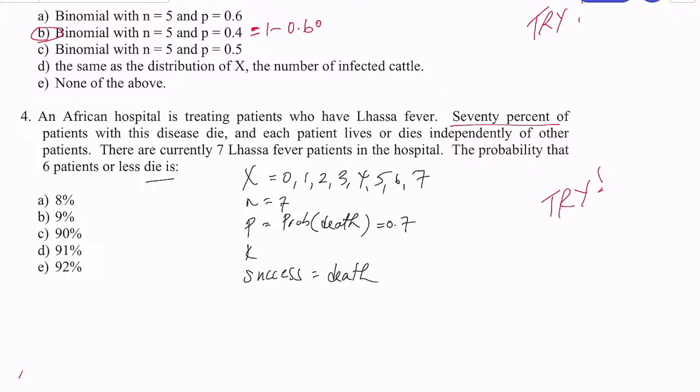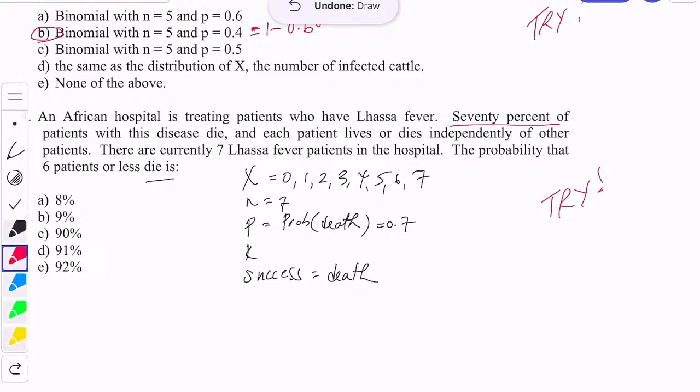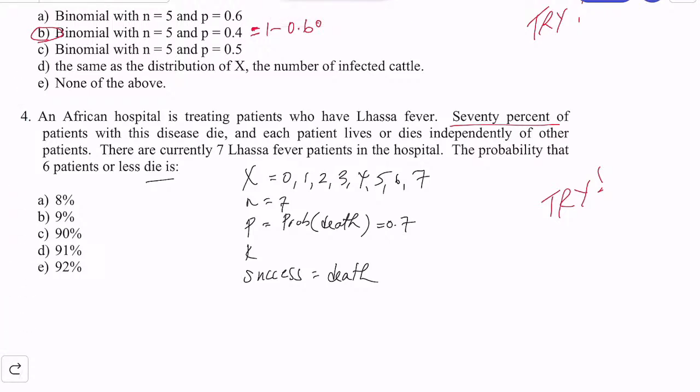And what do we want to find? So that's the K. Usually it comes just down to the K. So what's the K? There are 7 fever patients in the hospital. The probability 6 or less die. Okay, so K would be equal to 6 or less.